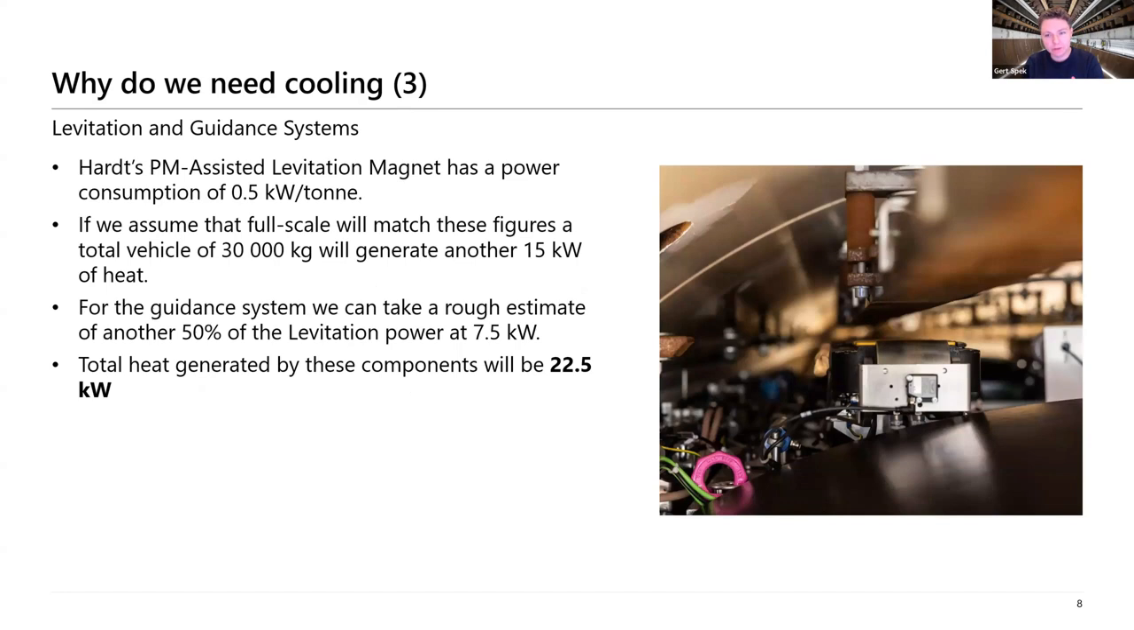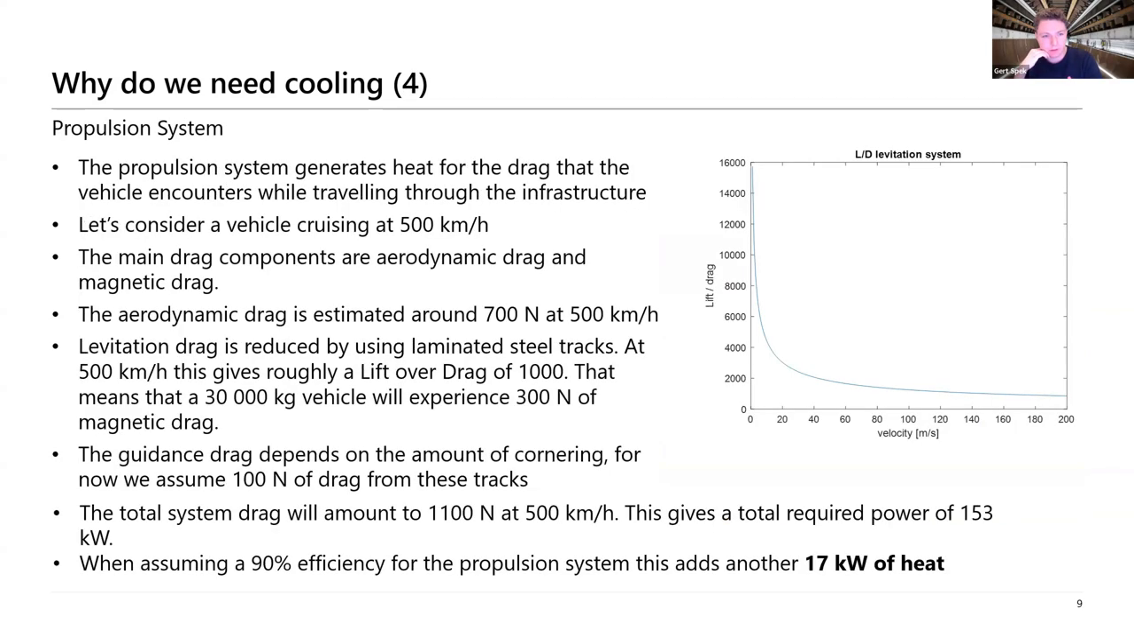Then looking at the levitation and guidance functions, our magnets that we are testing in the European Hyperloop Center have a power consumption of roughly 0.5 kilowatt per ton, using a permanent magnet to provide the base field of the flux. So scaling that up to a 30,000 kilogram vehicle, that's another 15 kilowatts of heat that we need to dissipate. And guidance, for now, we took an estimate that it would be 50% of the levitation power at 7.5 kilowatts. So that's a total of 22.5 kilowatts.